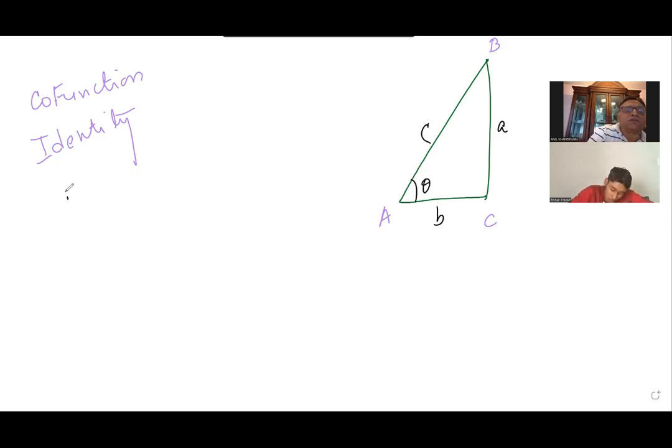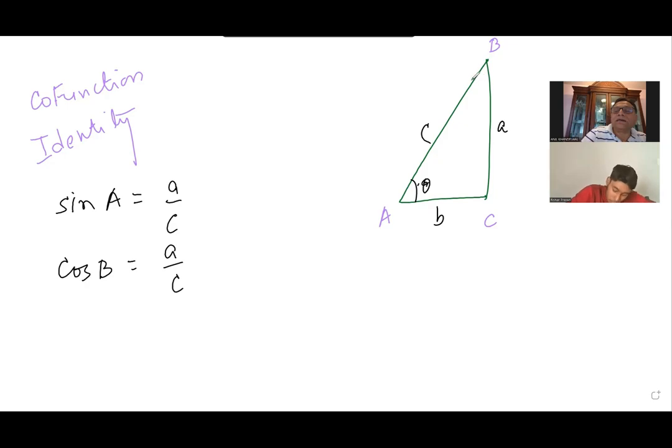So what is sine of A? That would just be a over c. Right. But what is cos of B? Cos of B would be a over c, same as sine of A, right?